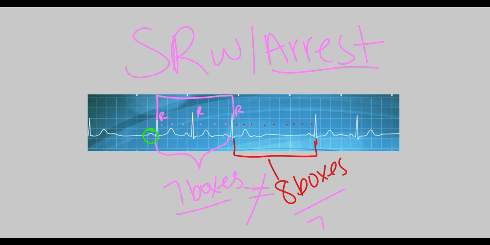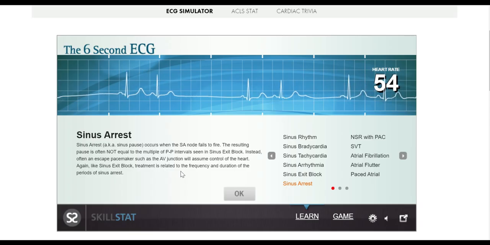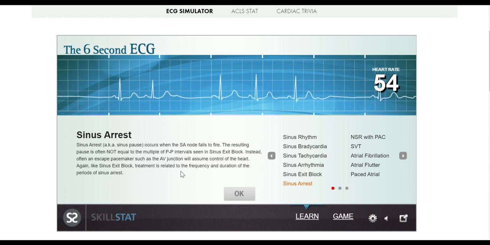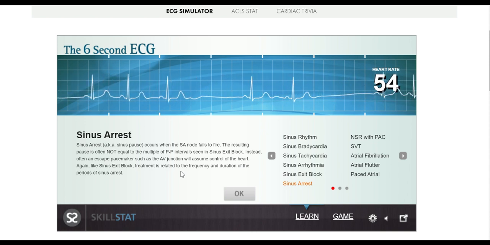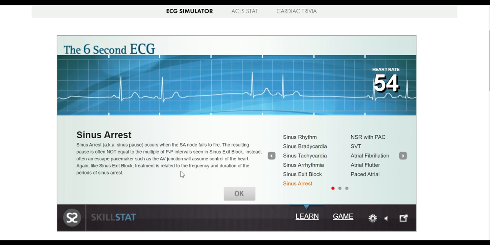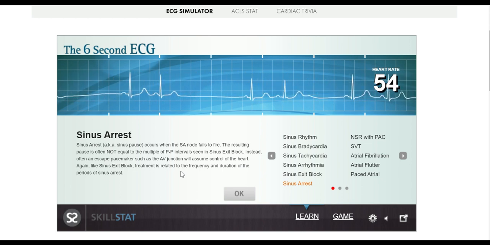Your P waves are all present. You have your T waves. You have your QRS. I mean, everything else is all present. It's just that you have this pause. This is what a sinus arrest looks like on an EKG. To me, it looks more like a block, to be honest with you. Sinus arrest is usually a lot longer than sinus block.